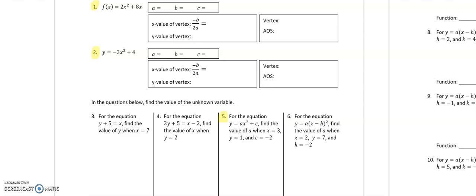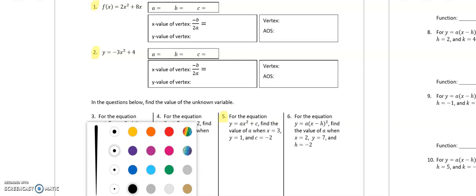Hello class, just wanted to review your assignments for today and what we're going to be talking about. You have some review questions here for numbers 1 and 2. These are review, so I'm not going to do them in this video. I just want to point something out for number 1 and 2. You're finding the vertex and the axis of symmetry.